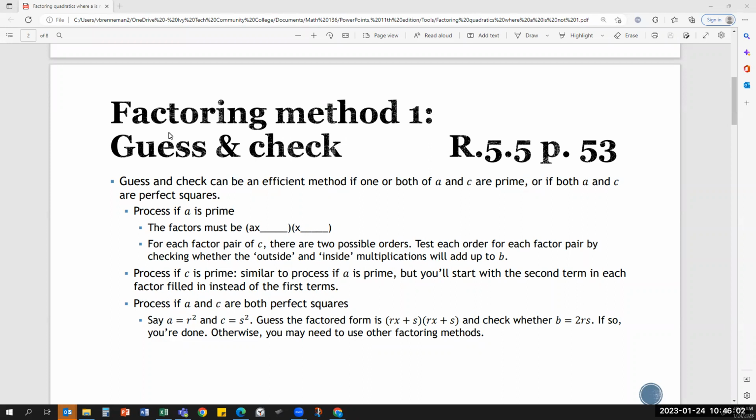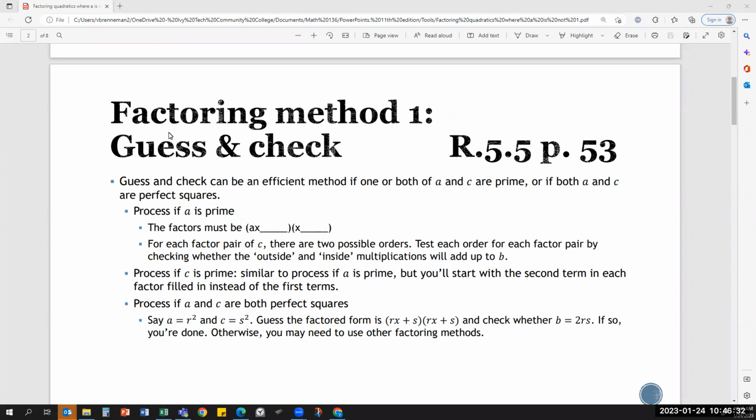If a is prime, then you know that ax squared has to come from ax times x. And so then you look at the factor pairs of c. There's two possible orders as far as which factor goes with the ax versus the x. So you have to test each of those, and the way you test is you're looking at the outside and inside multiplication. So you're checking whether those add up to bx.